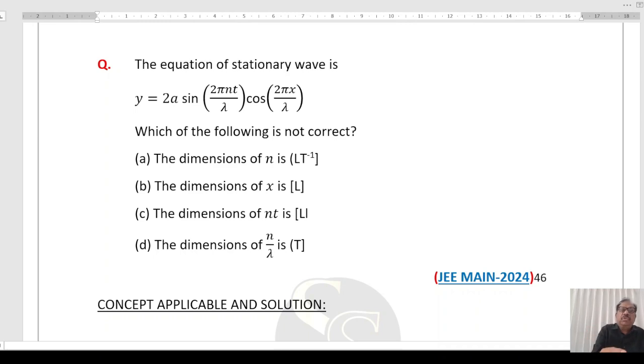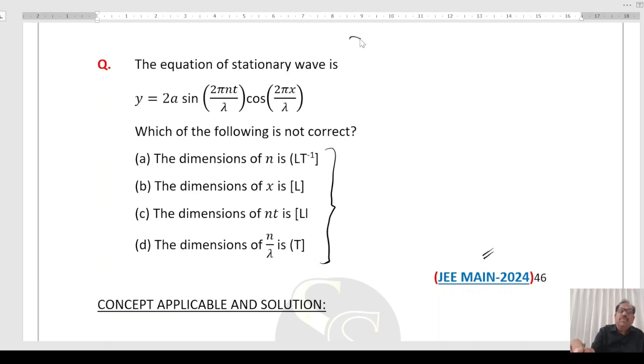Question is, the equation of a standing wave is y equal to twice the sine 2 pi nt by lambda cos of 2 pi x by lambda. Which one of the following is not correct? We have to pick up one of the correct answers. Question is taken from JEE Main 2024.